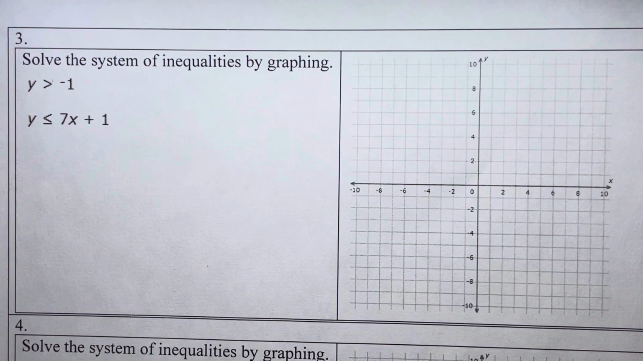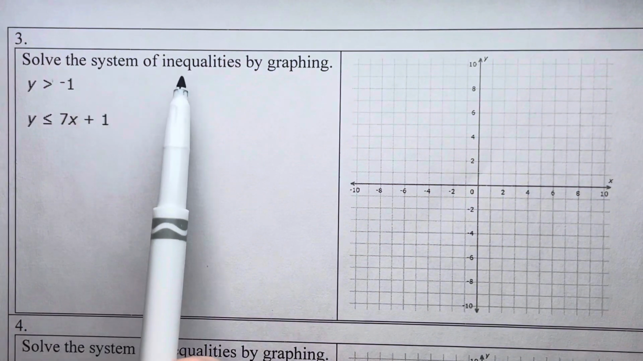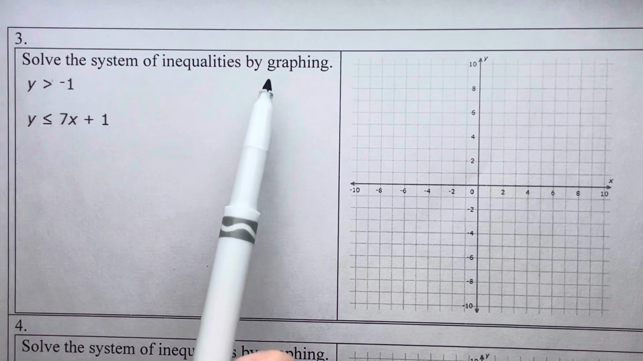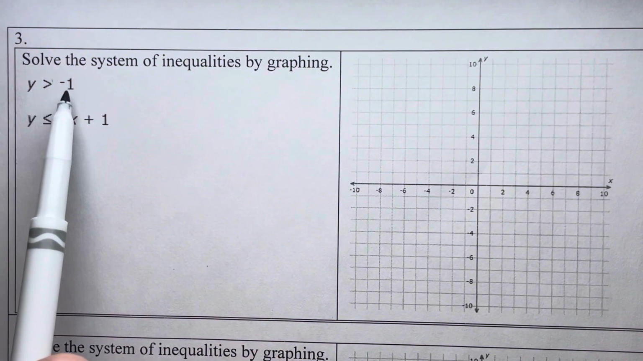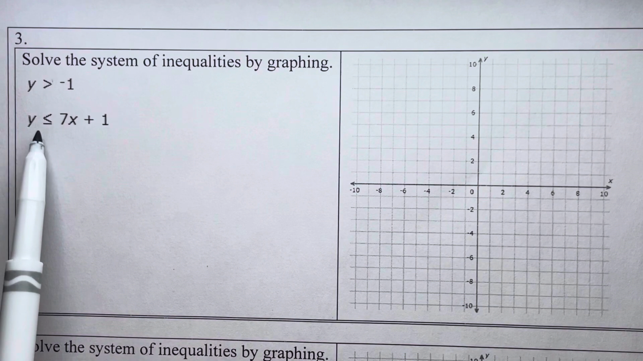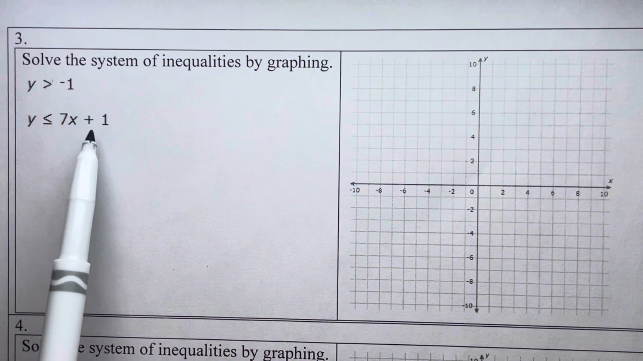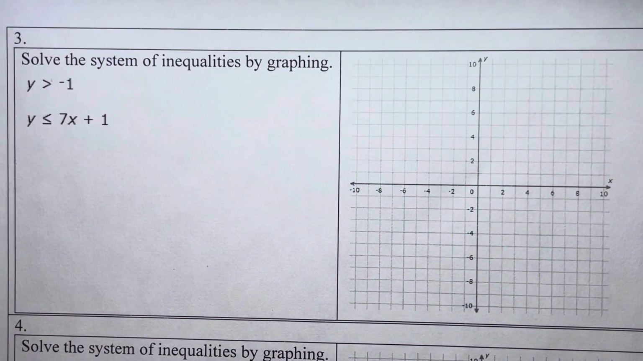Example 3. We're going to solve the system of inequalities by graphing where y is greater than -1 and y is less than or equal to 7x plus 1. We've got two equation types here. Let's remember what they are.